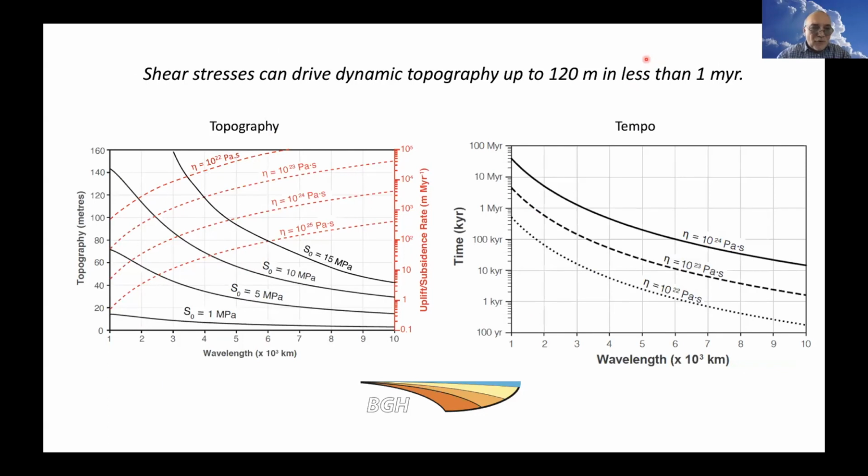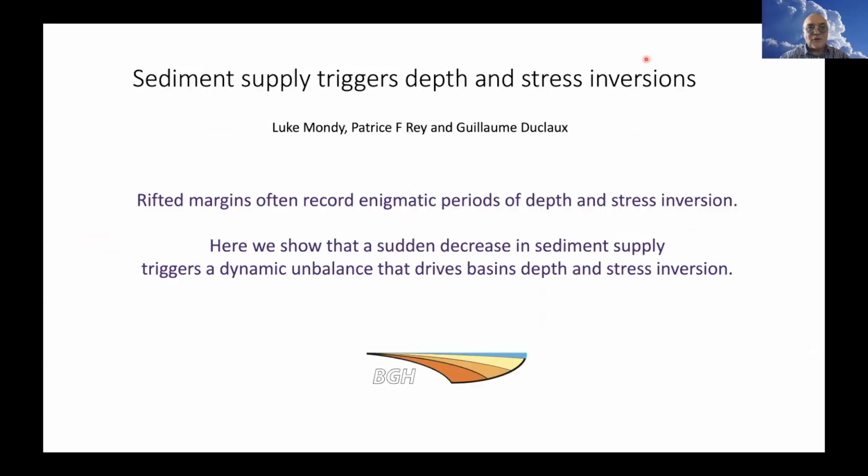If we plot the topography as a function of wavelength, that's the graph on the left, and if we plot the timing of the topography as a function of the wavelength of the flow, that's the graph on the right, it turns out that shear stresses can drive dynamic topography up to 100 meters, and this can occur in a few hundred thousand years. So that's a first interesting message. 100 meters doesn't seem much, but if we are dealing with a margin, which is typically close to sea level, you can explain some interesting phases of flooding and emergence.